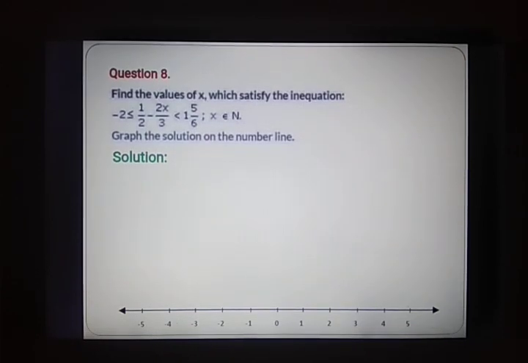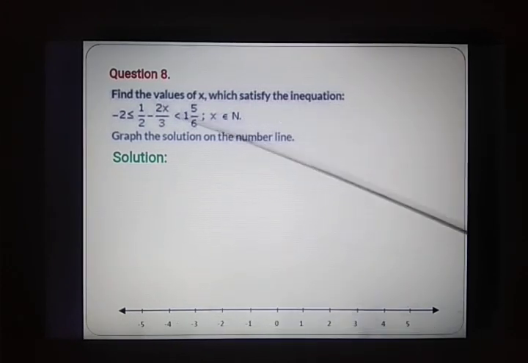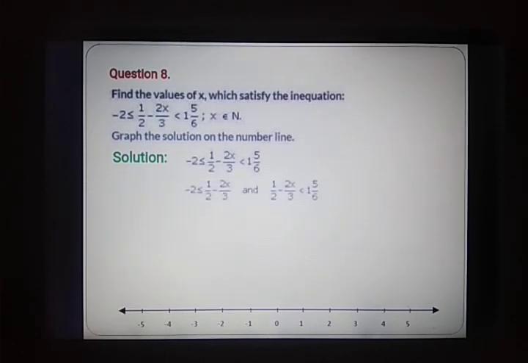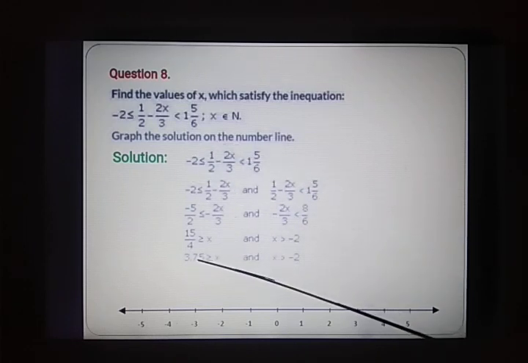Okay, let us have a look at the next question. So the next question is like this. Now be very careful here, because it says x is a natural number. Okay, now let us graph the solution of this on this number line. So we know how to solve this again. So the solving part you just check out by yourself, and from the first part I'm getting that x is greater than or equal to 3.75. So 3.75 will be somewhere over here in between 3 and 4.